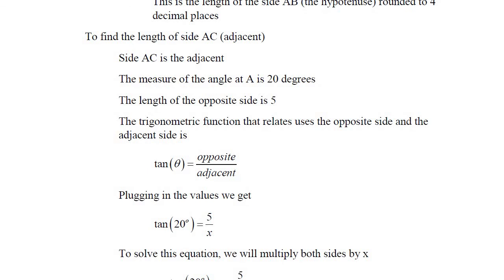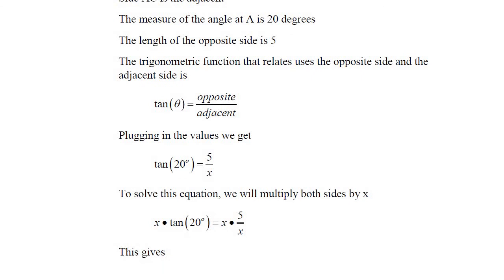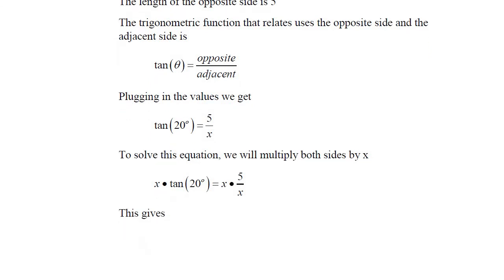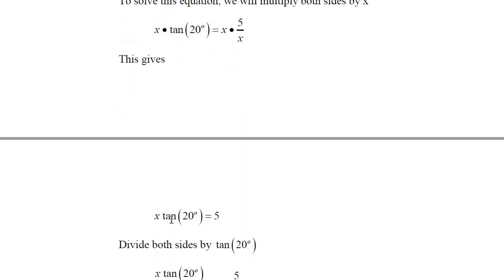So to solve this equation, we're going to multiply both sides by x. If we multiply both sides by x, that gives me x times the tangent of 20 degrees is equal to x times 5 over x. These x's are going to cancel. So that's going to give me x times the tangent of 20 degrees is equal to 5.